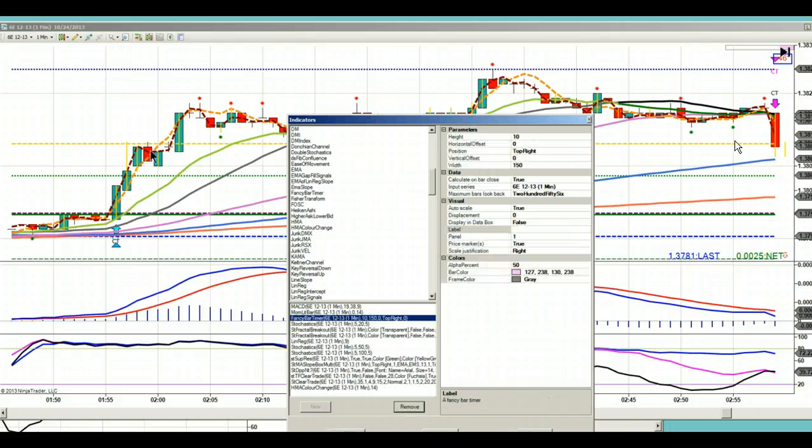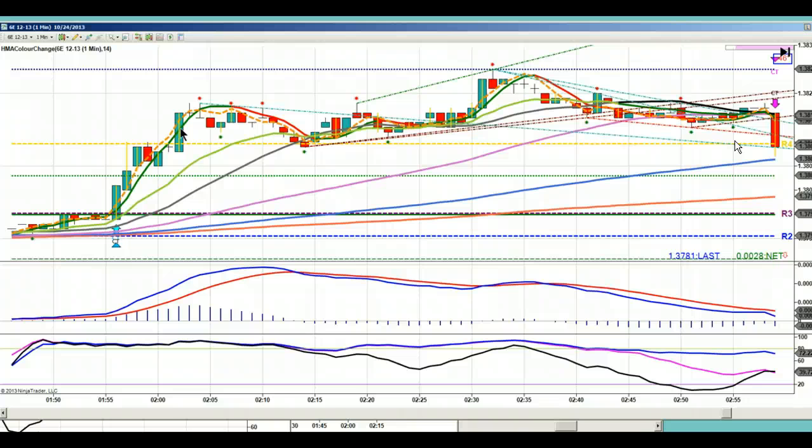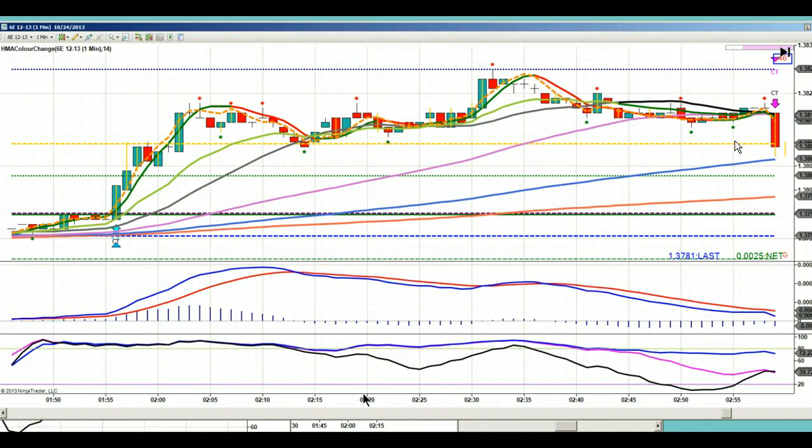And I'm going to leave the orange one, the LinReg 9, the slower one, because I want to see the trend. I don't want to see the chop. Okay? So I'm going to leave that on with my HMA, and you're going to see the chart's going to look a lot better. Okay, so now you can see we're just following our HMA color change along with our orange linear regression, the LinReg 9.